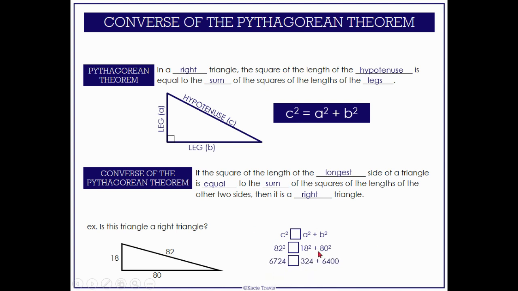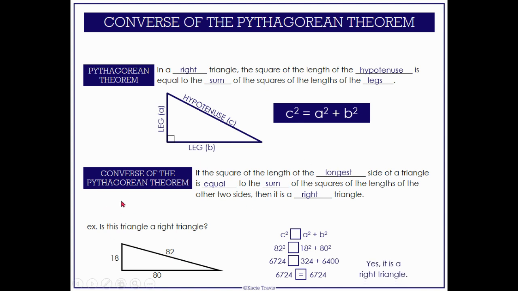I go through, I hit the math up. 18 squared is 324. 80 squared is 6,400. 82 squared is 6,724. Now, if we go through and simplify the right side, we end up getting 6,724 is equal to 6,724, which means that, yes, this is a right triangle.